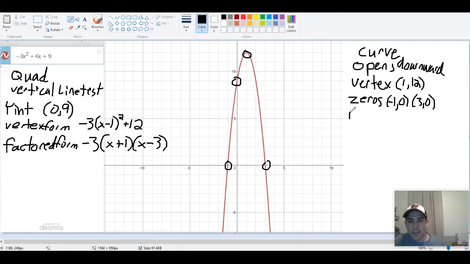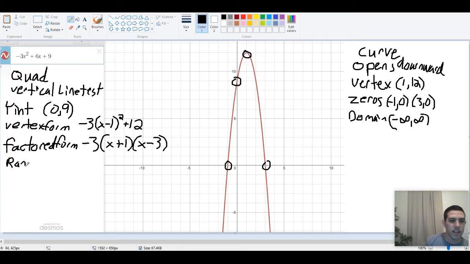Alright, how about the domain? The domain in interval notation is written as -infinity to +infinity. Domain. Alright, since you took the domain, I'll take the range. Range is up and down. This one starts at -infinity. It has no minimum. And it goes up all the way until 12. So the range is -infinity to 12, written in interval notation.